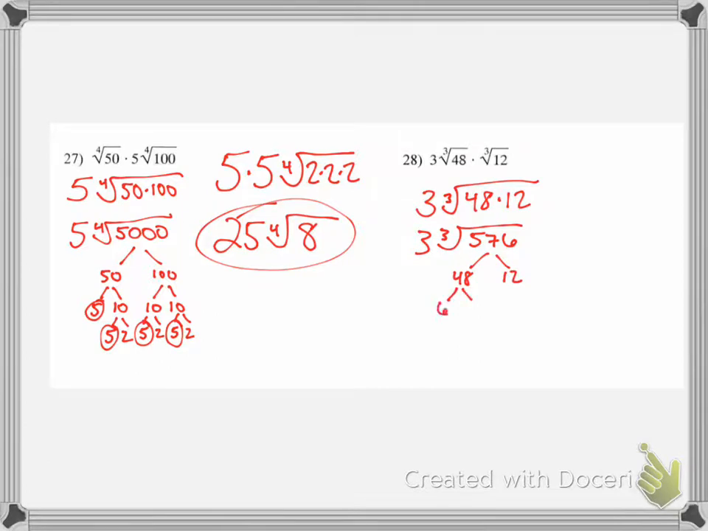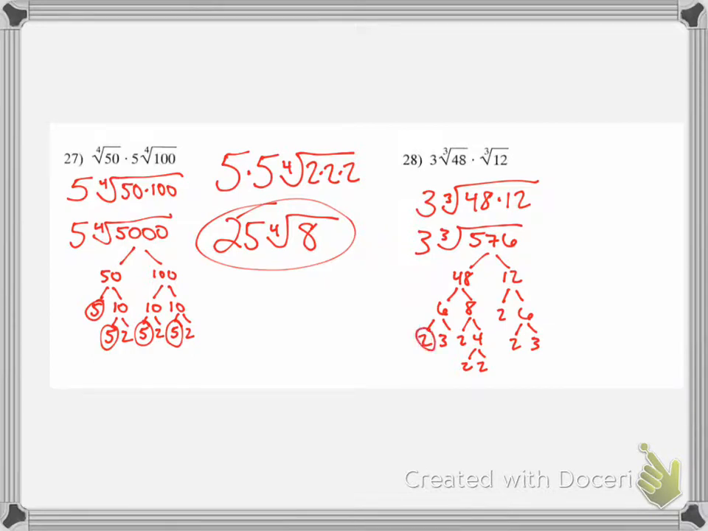So 48 turns into 6 and 8. So 6 is 2 and 3. 8 is 2 and 4. 4 turns into a couple more 2s. 12 becomes 2 and 6. 6 becomes 2 and 3. So I'm looking for triplets. I need 3 of a kind. Okay? Every triplet can pull out as one big group out in front of my radical.